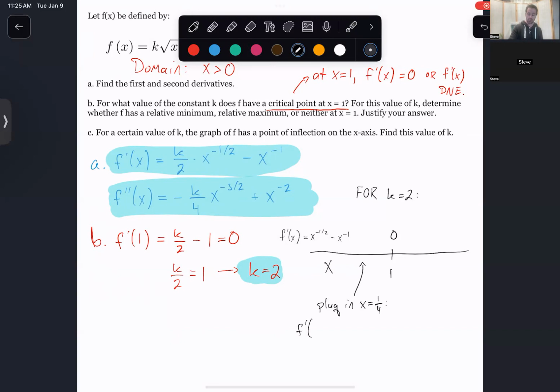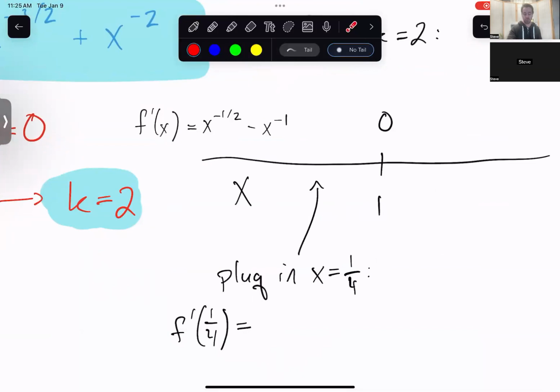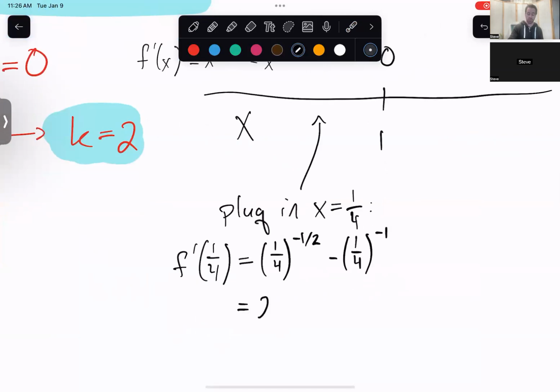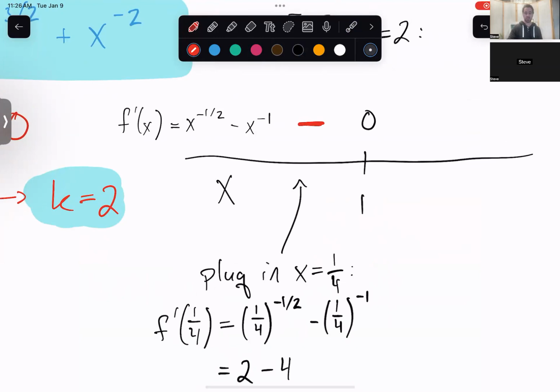So what is f prime of 1/4? We're going to have 1/4 to the negative 1/2 minus 1/4 to the negative 1. The square root of 1/4 is 1/2. 1 over 1/2 is 2. So this is going to be 2, from the first term here. And then minus 1/4 to the negative 1, you simply invert it, and this becomes minus 4. Now this is negative 2, right? So that means that over here, it's minus.